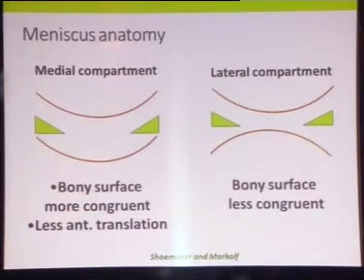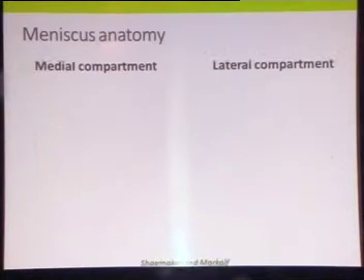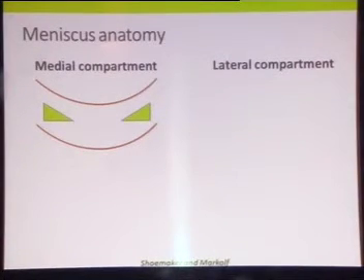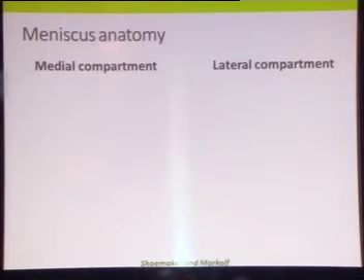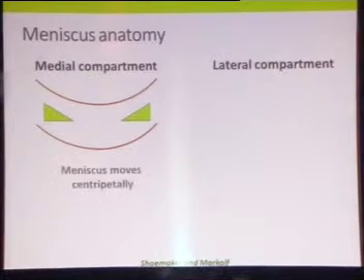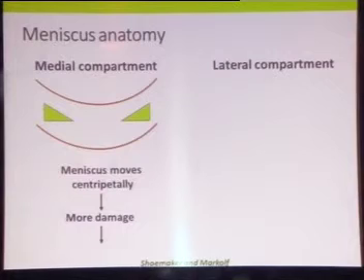Lateral is very, very important for congruency. We know that it's a convex on convex articulation. Second important thing is, whenever there is a movement in the joint, you will see the medial meniscus moves inside. This is a centripetal movement. That's why with every movement of the knee, there can be a little bit more damage to the meniscus. So if you have to excise the meniscus, you have to excise a little bit more of the medial meniscus, because with every movement it will tend to come more inside.